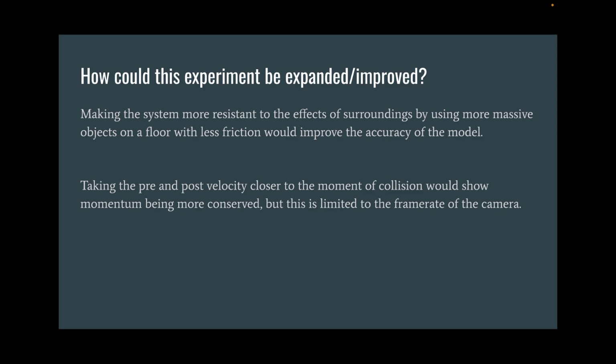So how could the experiment be expanded or improved? Making the system more resistant to the effects of the surroundings by using more massive objects on a floor with less friction would improve the accuracy of the model, and taking the pre and post velocity closer to the moment of collision would show momentum being more conserved, but this is limited by the frame rate of the camera.